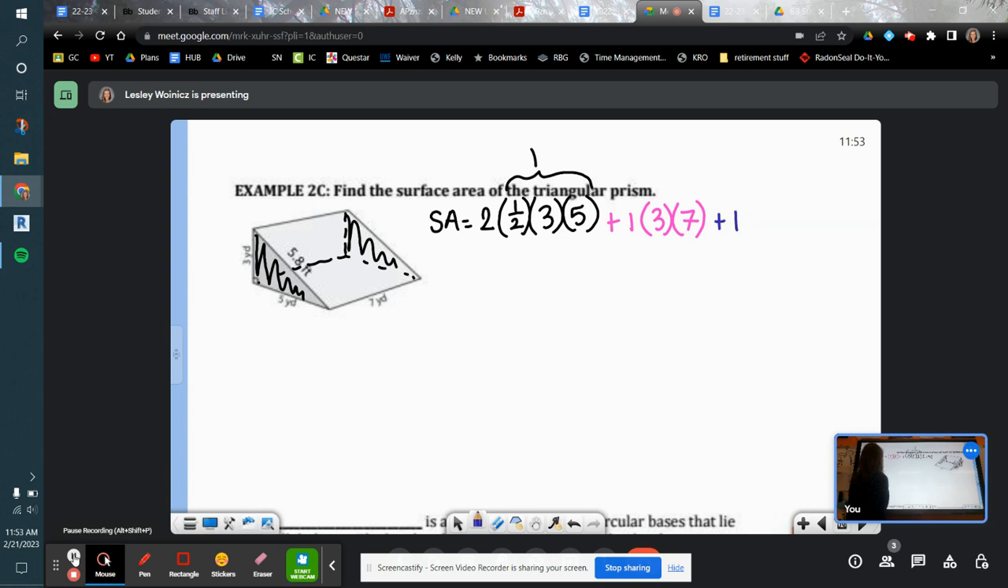Plus 1. Let's do the slanted face. That one looks like it's 5.8 by 7. You see which one I'm talking about? This one? Okay. 1 times 5.8 times 7. I ran out of room. This is really poor planning.